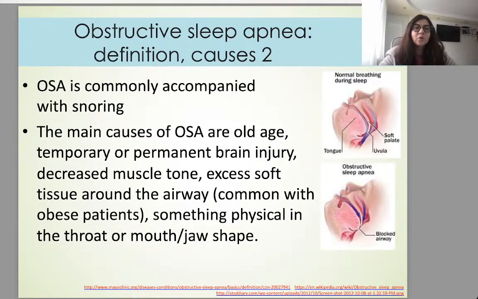The main causes of OSA are old age, temporary or permanent brain injury, decreased muscle tone, excess soft tissue around the airway, common with obese patients, something physical in the throat or mouth, jaw shape.